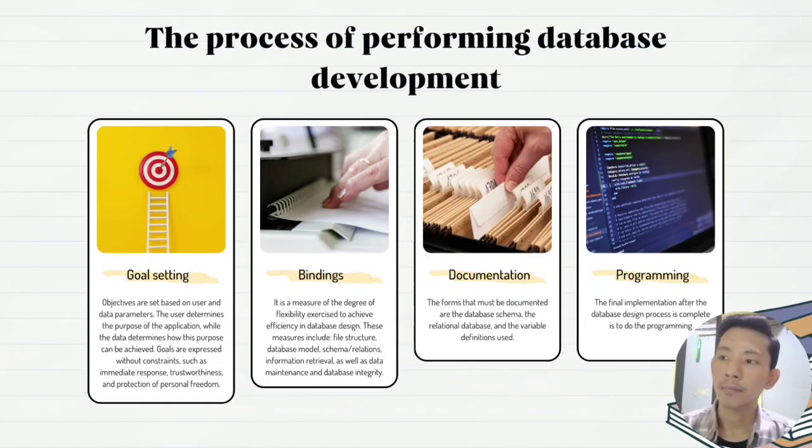And second is about the bindings. It is a measure of the degree of flexibility exercised to achieve efficiency in database design. These measures include file structure, database model, schema or relations, information retrieval, as well as data maintenance and database integrity.